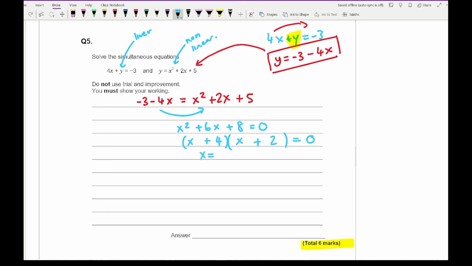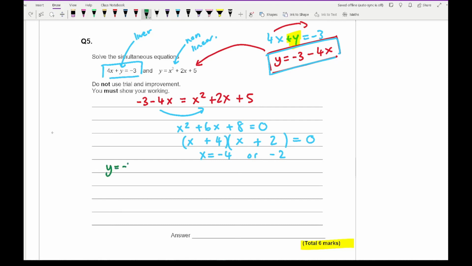So this is going to give me an x value of minus 4 or minus 2. Again, if you want to use the quadratic formula, you can, but it does factorize, so we can factorize. Once we've got x values, we want to substitute them into our linear equation. You've got a choice of linear equations: you can go for the original or our rearranged version. It depends on whichever you prefer. I would probably go for the rearranged version just because we've already got y as the subject.